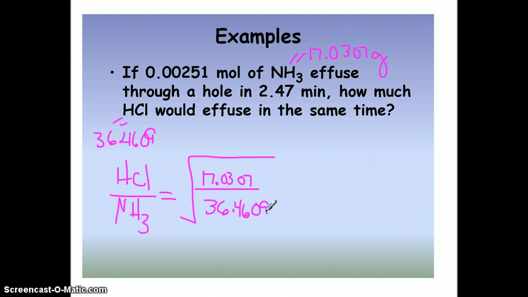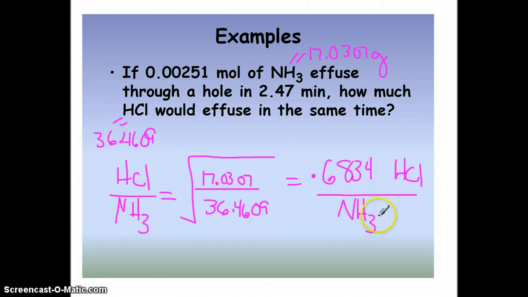Okay, all right, so when you work this out, you're going to divide and then you're going to take the square root. That's going to tell you that you have 0.6834 HCl's going in for every 1 NH3. So however many NH3s can get through in this time, this percentage, or 68.34% of the molecules that can get through would be HCl.